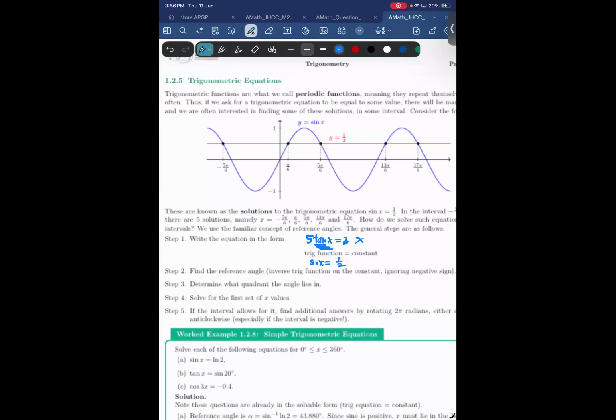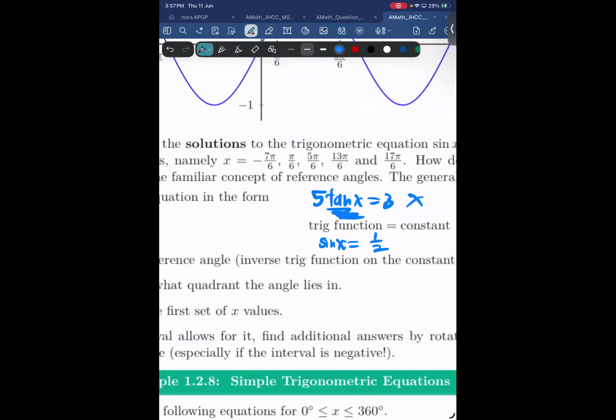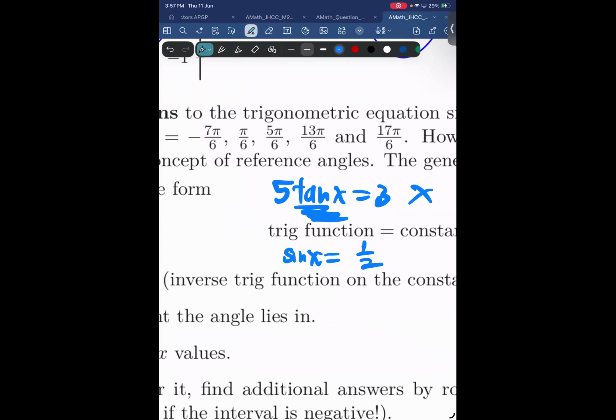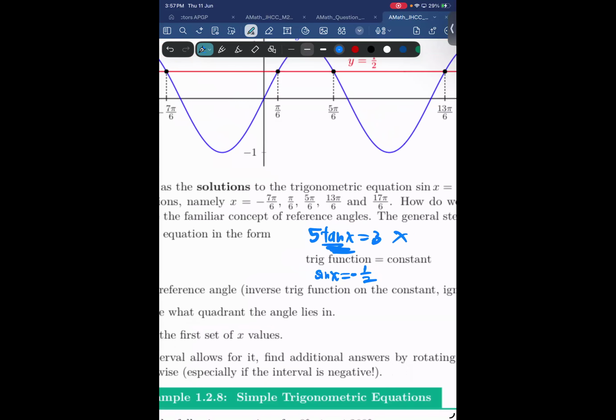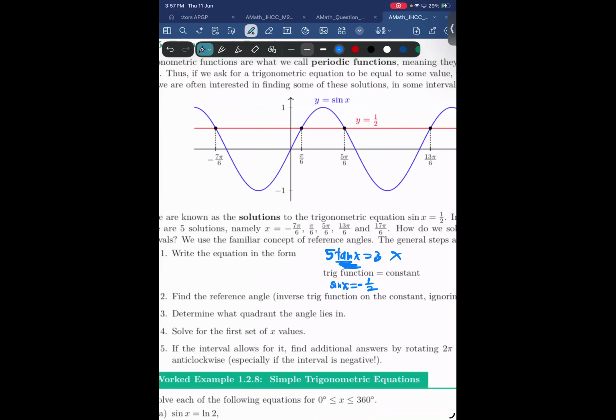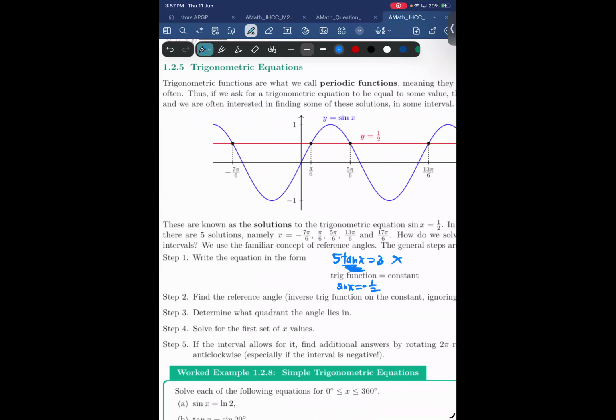Then next one is to find a reference angle. How you do that is you apply the inverse trigo function. In this case, sine is equal to half, so you find sine inverse half. Even if it's minus half, remember for reference angle you don't care about the sign. So for sine equal to minus half, the reference angle will be sine inverse of half. Then afterwards you determine what quadrant it lies in: first, second, third, fourth, ASTC. And then you solve for a set of x values.